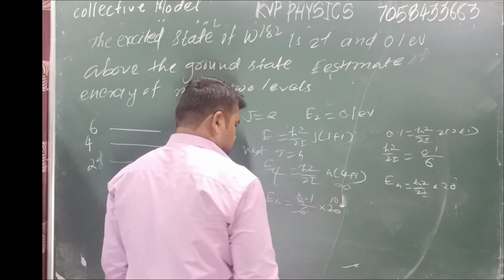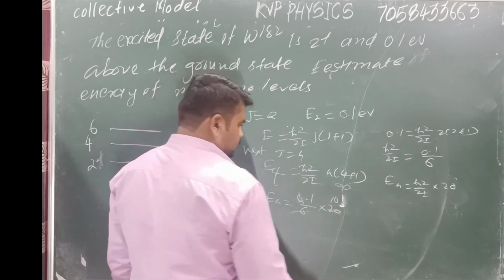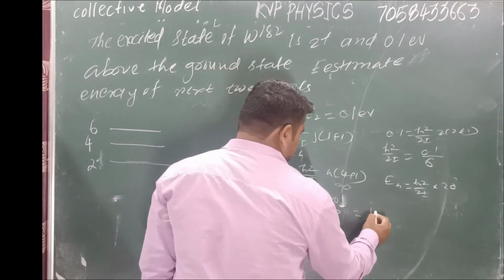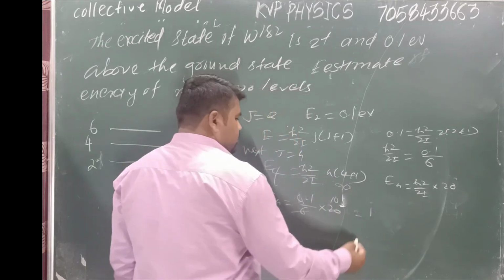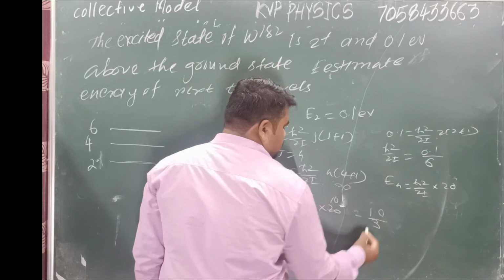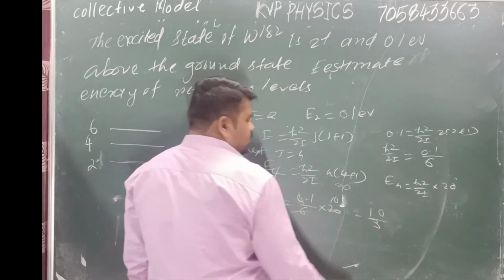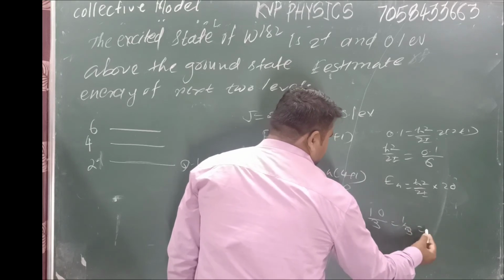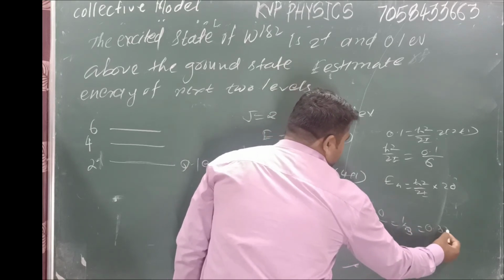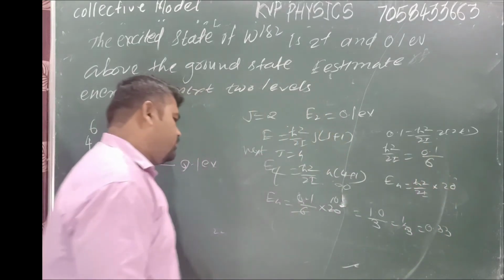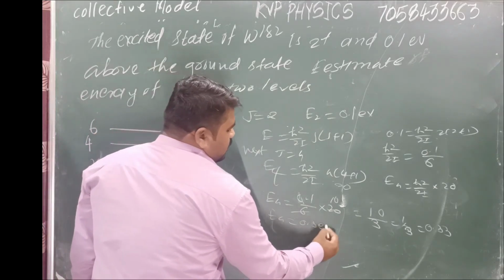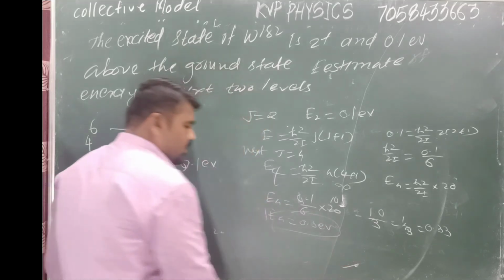That is 10 upon 3, 1 by 6, 1 by 3. 10 by 3 means about 0.3. We can take it, no problem. E4 we are getting is 0.3 electron volt.